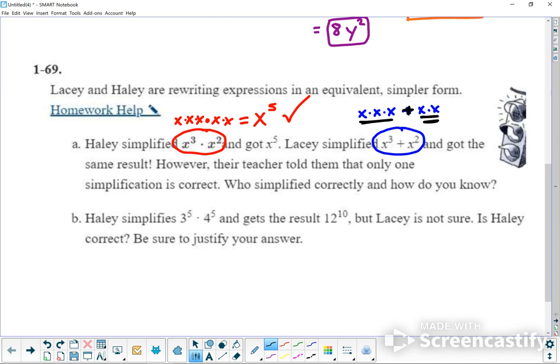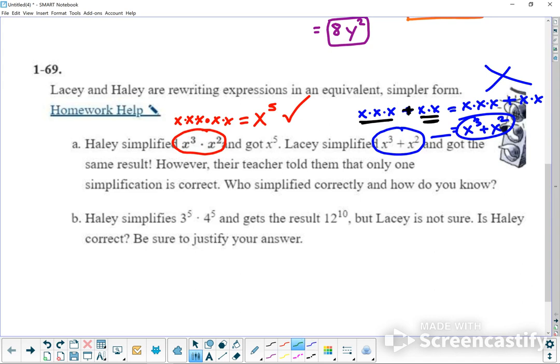So if you have x to the third plus x to the second, you see that they're not the same type of terms. Your result is going to be x, x, x plus x, x, which is the same thing. It doesn't change. So x to the third plus x to the second stays x to the third plus x to the second. You can't do anything with that. So Lacey is wrong. Okay, so write down something.